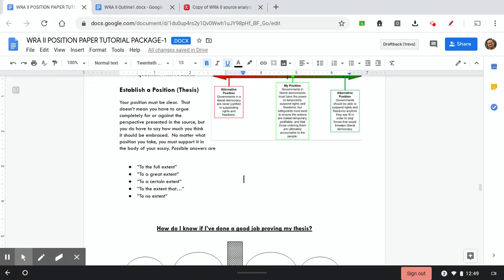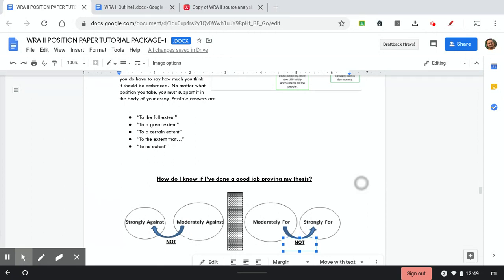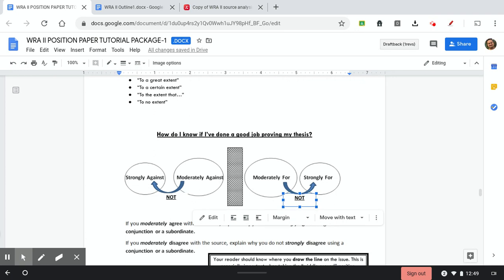So how do I know if I've done a good job proving my thesis? There's a brick wall in the center here. You fall somewhere there. You're either strongly against or moderately against if you're on the not agreeing side. On the other side, you're either moderately for or strongly for.